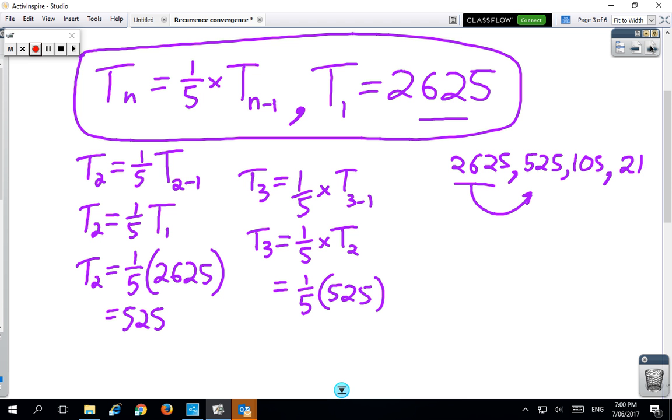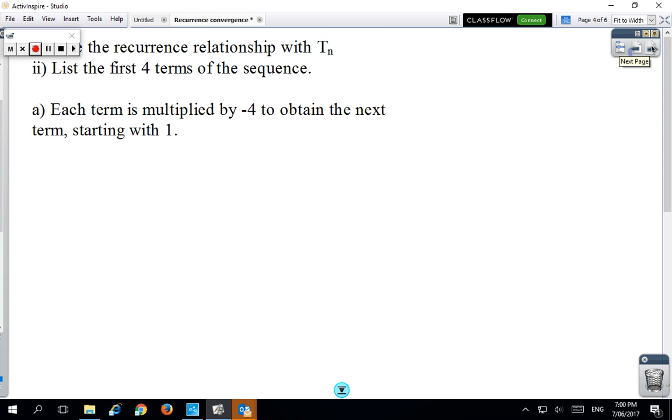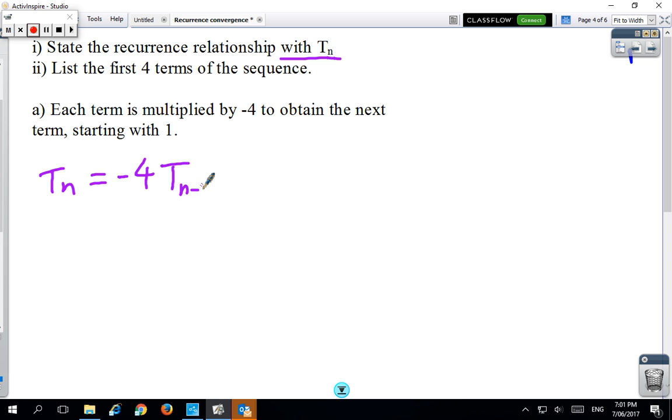Now we are going to look at some other things in a moment, but let's just get through these different kinds. I'm going to move a little quicker this time. Again, write a recurrence relation, stating the recurrence relationship with Tn, so Tn equals. Each term is multiplied by -4 to obtain the next term. So -4 times the one before it. The new term is -4 lots of the one before.